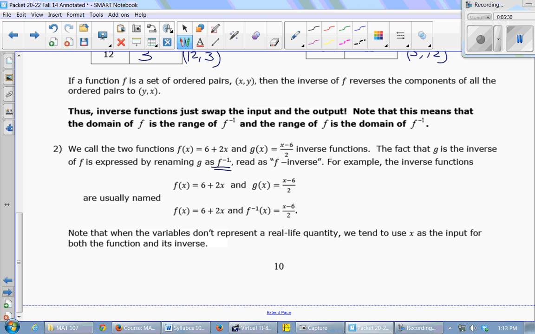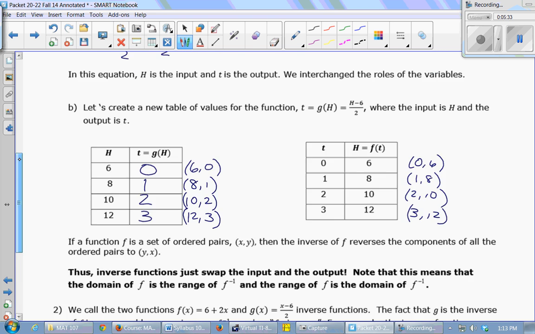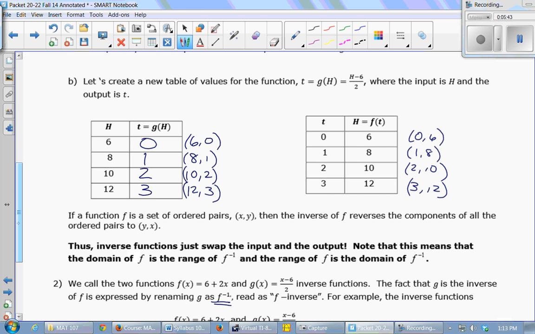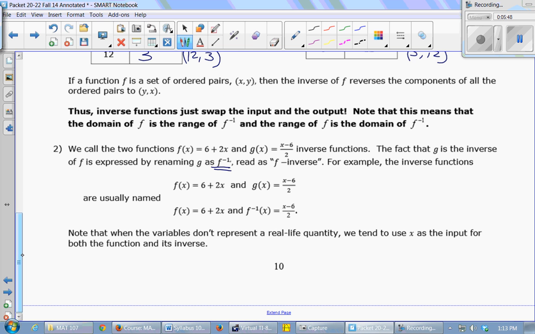So when the variables don't represent a real-life quantity, in this seedling example they did, right? I used t and h as the input and the output for the original function f. And when I did f inverse, I didn't rename the variables. I still had h and t, right? But when the functions don't represent a real world thing, we tend to use x as the input for both functions, the function and its inverse. Feels a little weird, but you'll get used to it. It's just sort of force of habit that x is supposed to be the input. It would be weird to say, let's use y as the input.